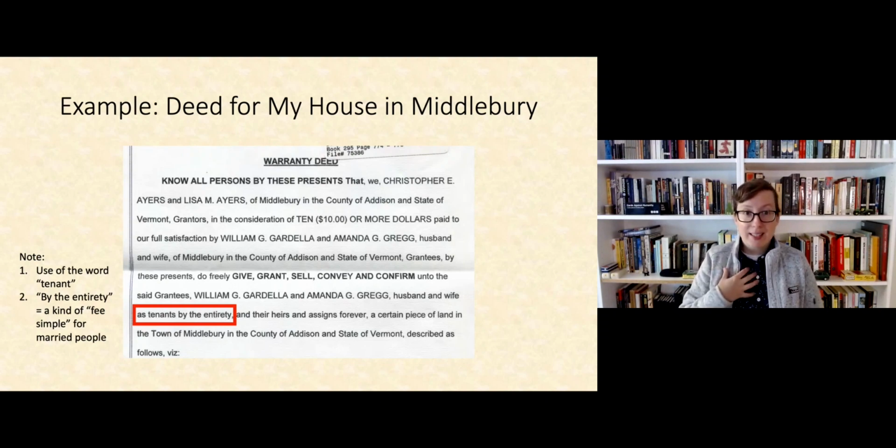So tenants, okay, we are occupying this land, and by the entirety is a kind of fee simple, meaning that we can transfer it, but I can't unilaterally transfer it without my husband's permission, and vice versa. So that's what that means. I think that's pretty cool.